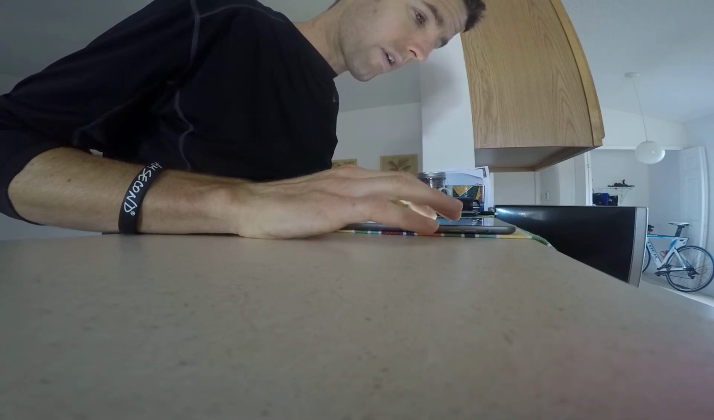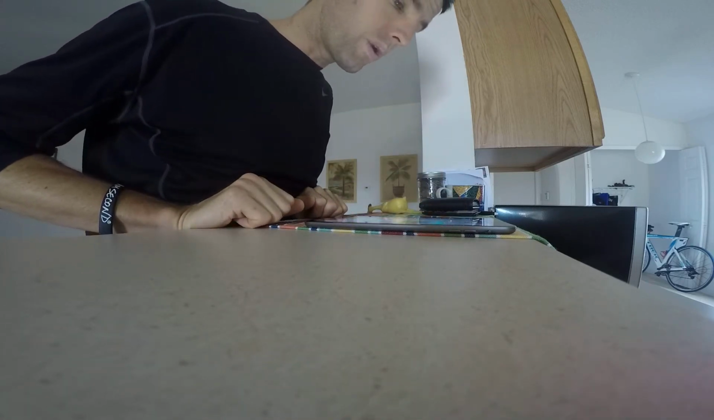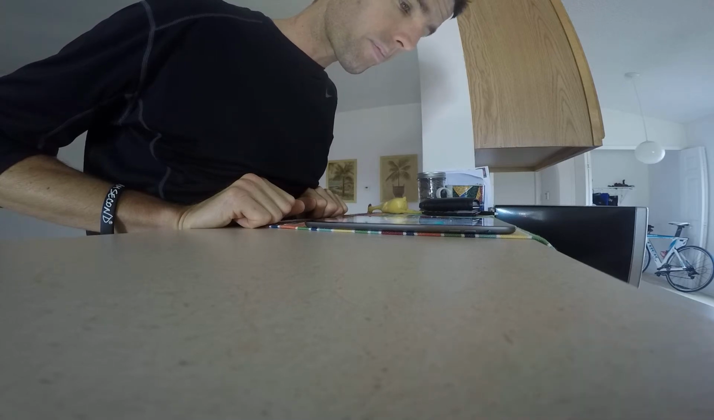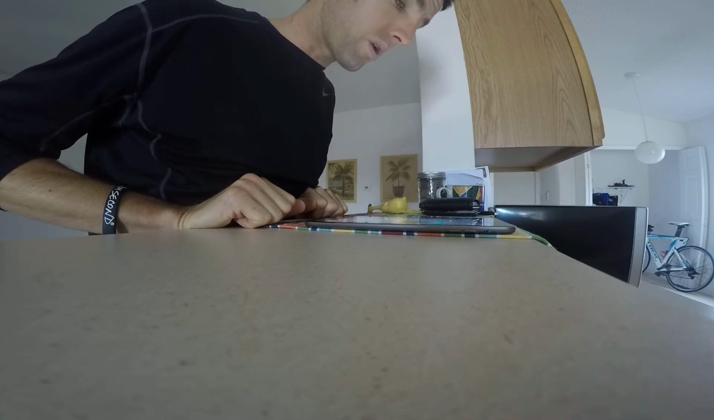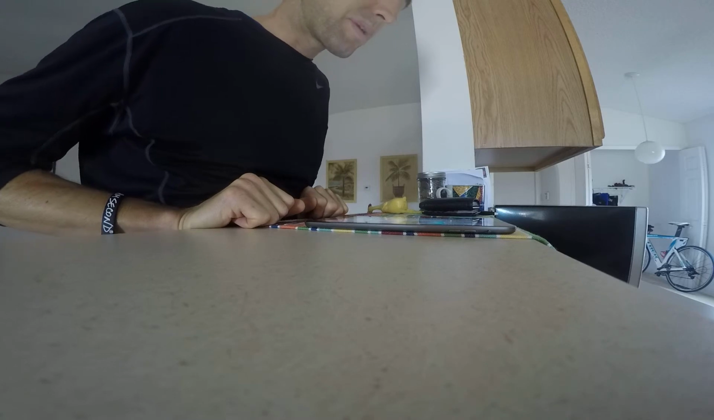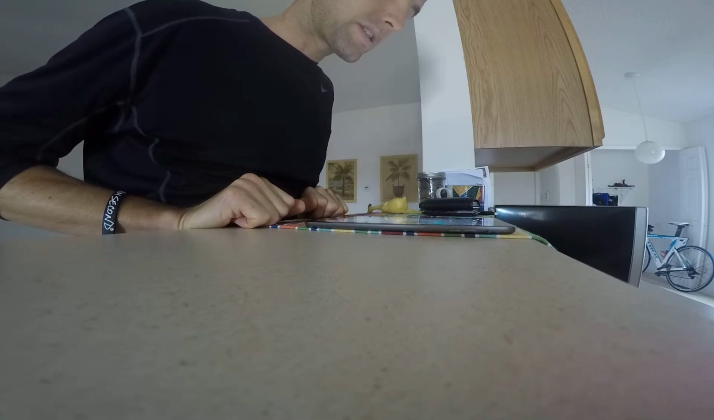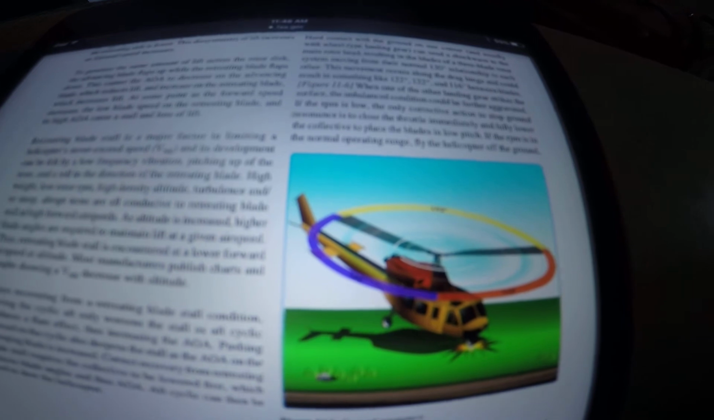Hard contact with the ground on one corner, usually with wheel-type landing gear, can send a shock wave to the main rotor head, resulting in the blades of a three-blade rotor system moving from their normal 120-degree relationship to each other. This movement occurs along the drag hinge and could result in something like 122 degrees, 122 degrees, and 116 degrees between blades, Figure 11-6.